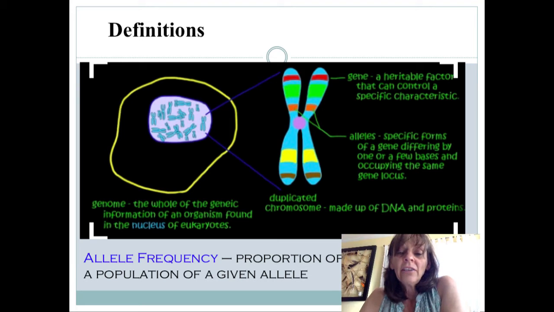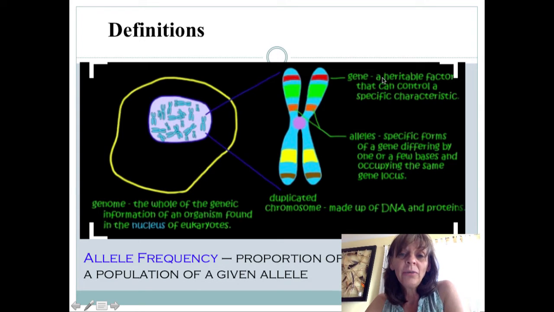So here's a couple definitions to write down. You've got a genome, which is all of your DNA information that is withheld within the human's 23 pairs of chromosomes. And that's all found in the nucleus on chromosomes, which are made up of DNA and proteins.